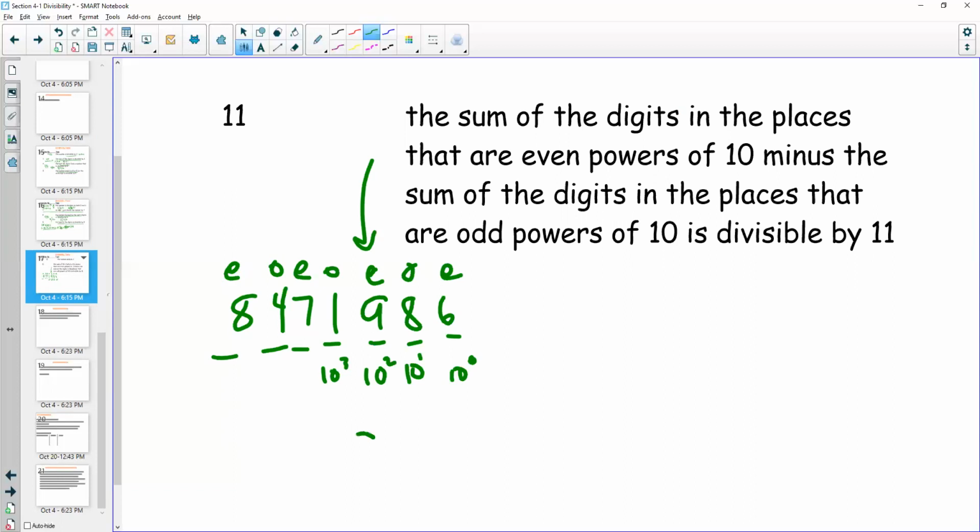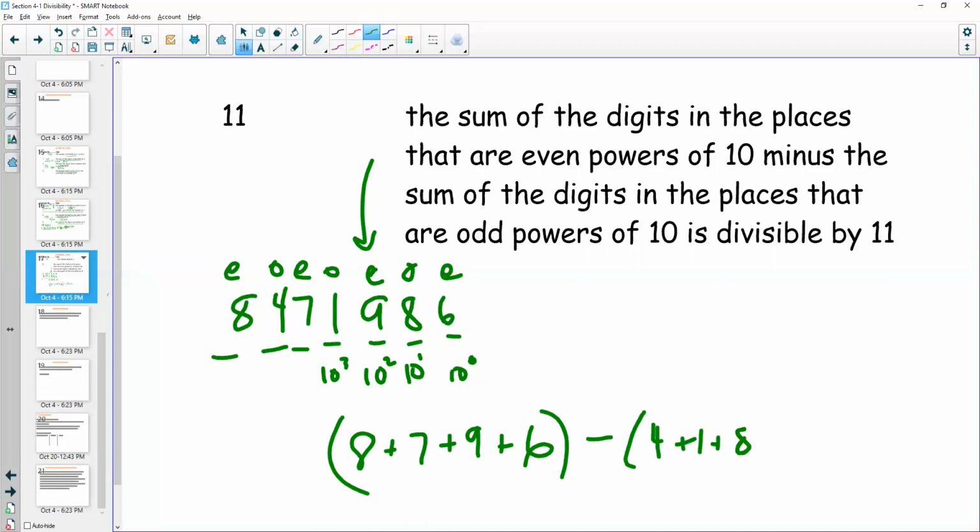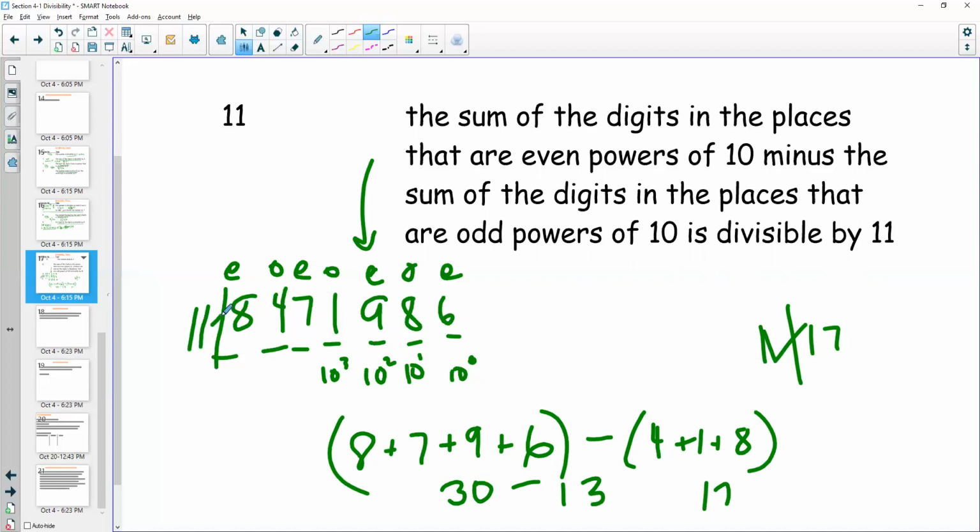So I'm going to do 8 plus 7 plus 9 plus 6, and I'm going to subtract 4 plus 1 plus 8. All right, 8 plus 7 plus 9 plus 6 is 15, 24, 30. Minus 4 plus 1 plus 8 is 12, 13. Gets me 17. Is 17 divisible by 11? No. 17 is not divisible by 11, so the whole thing is not divisible by 11. That's how we figure it out.